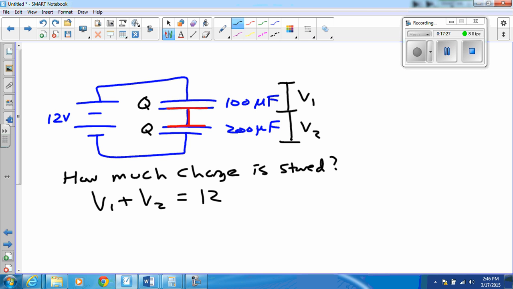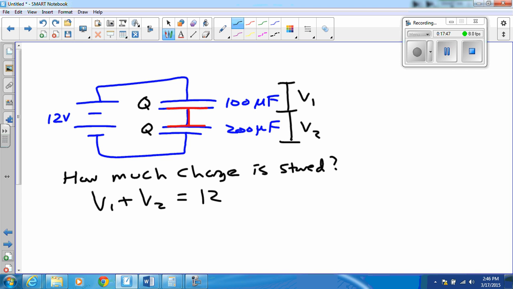Now, if you think about it in terms of height, what we're doing in series is we're taking these two capacitors and they are each dropping down a certain amount. And the total has to add up to the 12 here. Does that make sense? Whereas in parallel, each one was dropping the 12 independently.